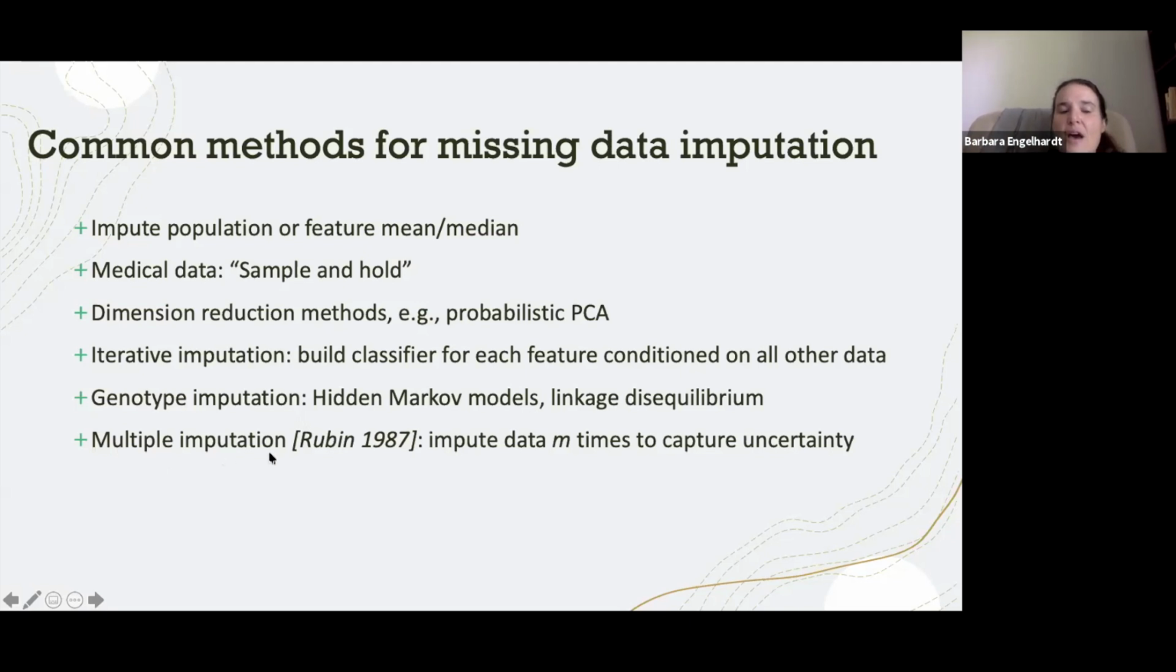And then finally, something that Don Rubin wrote about in 1987 is this idea of multiple imputation, where you basically take your missing data matrix, you impute the data m different times, and the idea is essentially to capture uncertainty in the data matrix itself. And so when you do downstream analysis with these m different imputed data matrices, you're going to get some idea of uncertainty propagated into the downstream results.